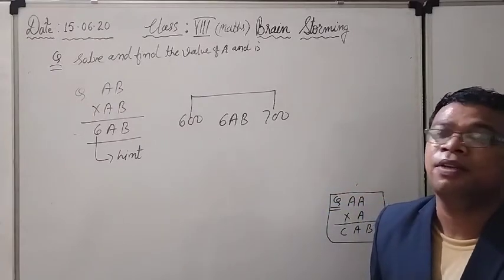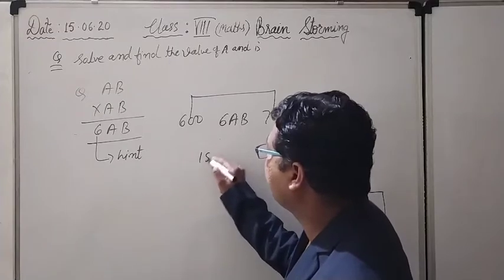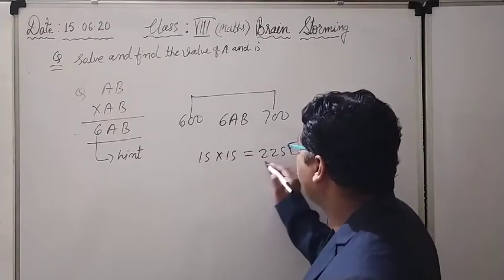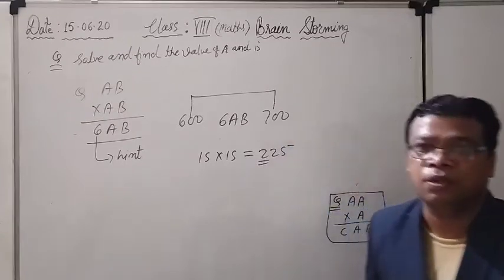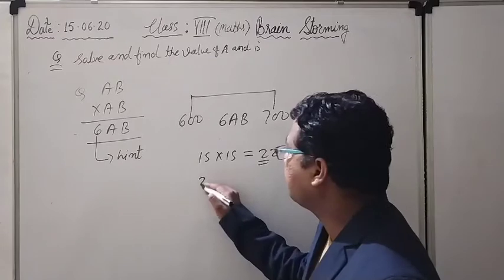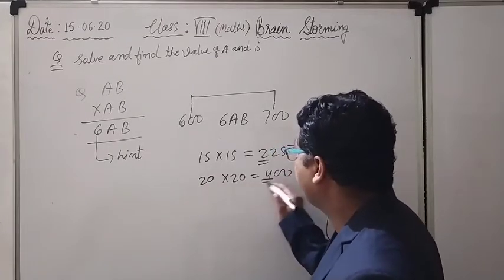What is the meaning of it? We should check the number. For example, I am going to check a number like 15 into 15. So what is the result? 225. So here you can see it is only 200 something. So I should check with a bigger number, for example 20 into 20. It gives me 400. So again 4 is here.